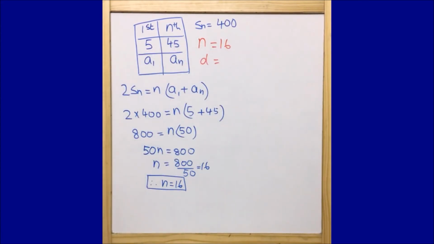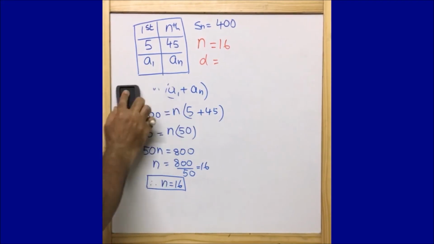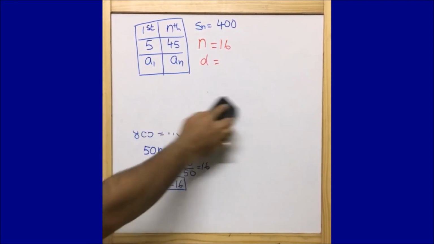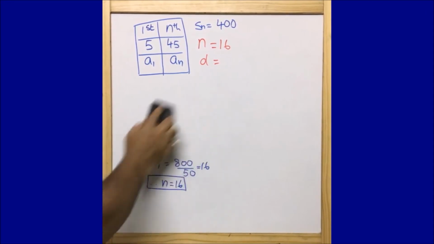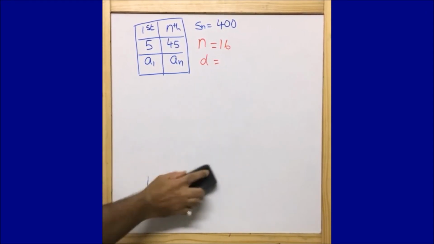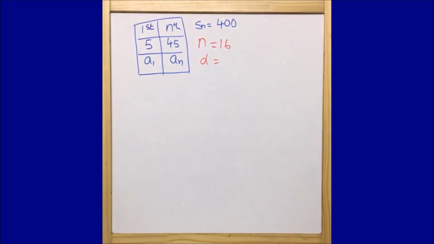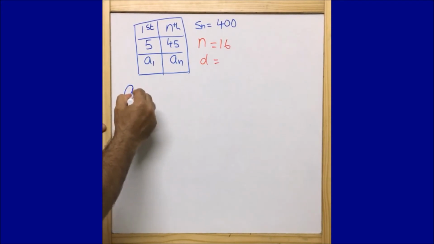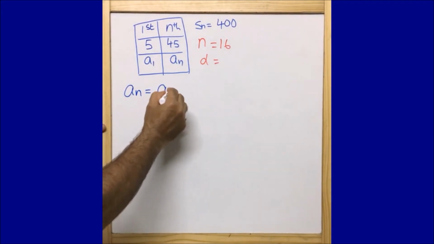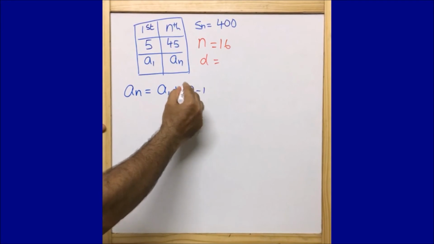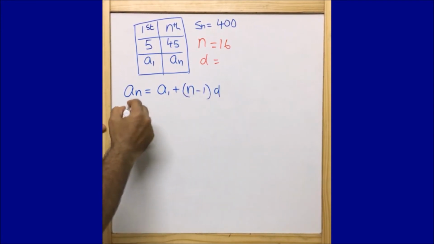Now we need to find out the common difference d. So let us use the previous formula. We know An is equal to A1 plus n minus 1 into d. So let's see. I'm going to write An is equal to A1 plus n minus 1 into d, where An is 45 here.